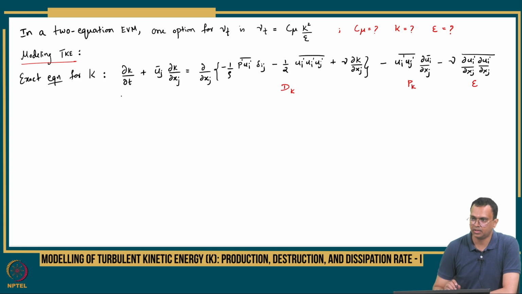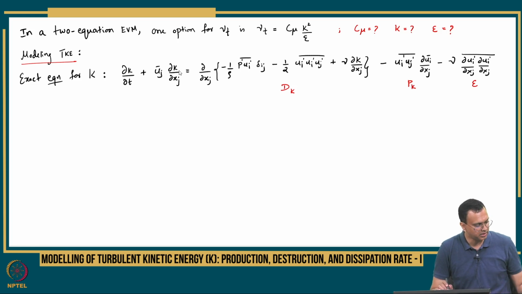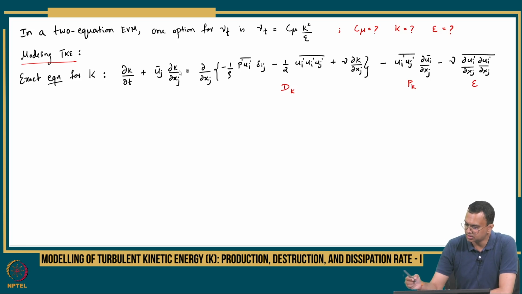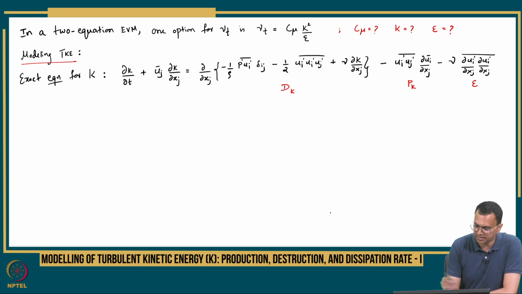So the left hand side I don't have to do any modeling, the mean velocity is available, k is what we are computing, but on the right hand side we see that there are far too many unknowns, right? To compute turbulence kinetic energy, I have these Reynolds stresses, that is an unknown, the dissipation rate, and the correlation for the diffusion rate due to turbulence and the pressure term. So we have additional unknowns that we have to model. So this is the exact equation here. Now we will proceed towards modeling.